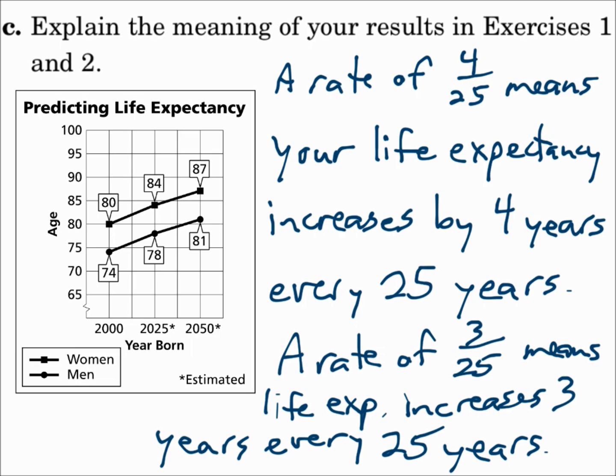C. Explain the meaning of your results. Well, a rate of 4 over 25 means that your life expectancy increases by 4 years every 25 years. So in 25 years, the oldest people will be 4 years older. A rate of 3 over 25 means the life expectancy increases 3 years for every 25 years. So in 25 more years, the oldest people will be only 3 years older.